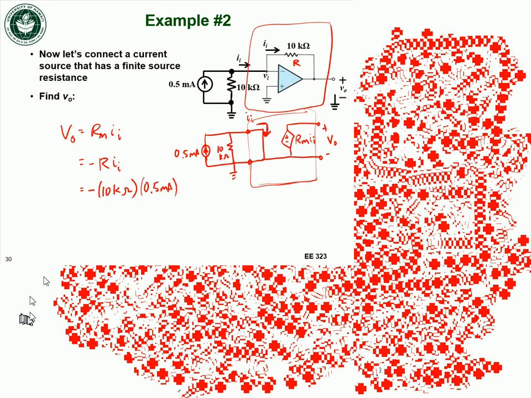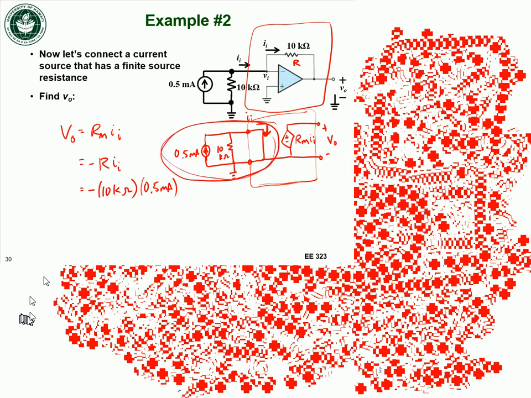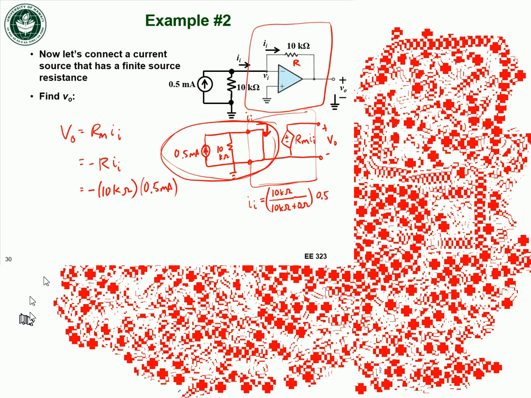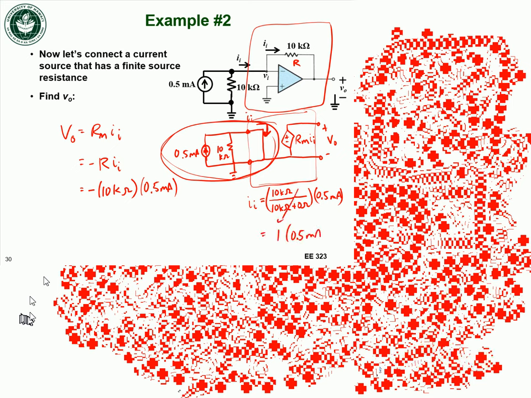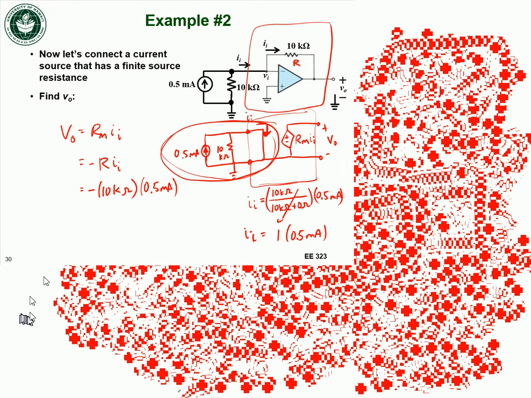Or if you want, you can look at what I'm circling here as a current divider. So according to the current divider equation, what should II be? It's going to be the resistance in the other branch divided by the total resistance times my current source. So this is 1. So you could also use the current divider equation to figure out what we just said, but you should recognize that if you have a short, the current's going to go that way instead of through any finite resistance.